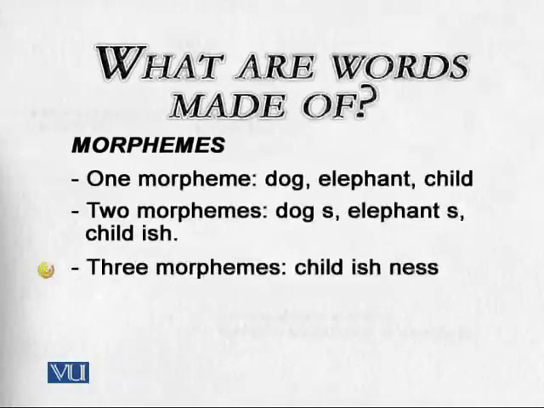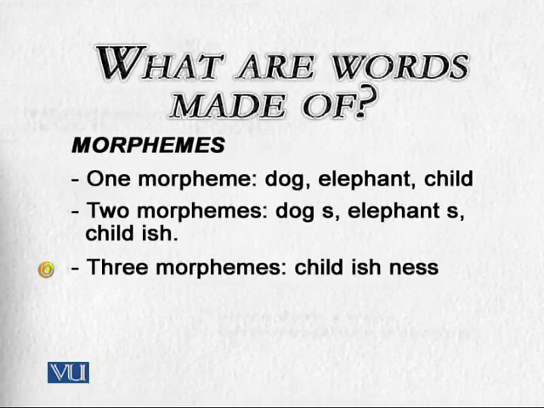We can change the same word into three morphemes also. For example, childishly. Now, in this word, child is one morpheme, ish, which made the word childish, is the second morpheme, and ly is the third morpheme. If I give you the analysis of childishly, or childishness, it is the same thing. Child, and then ish, and then ness.